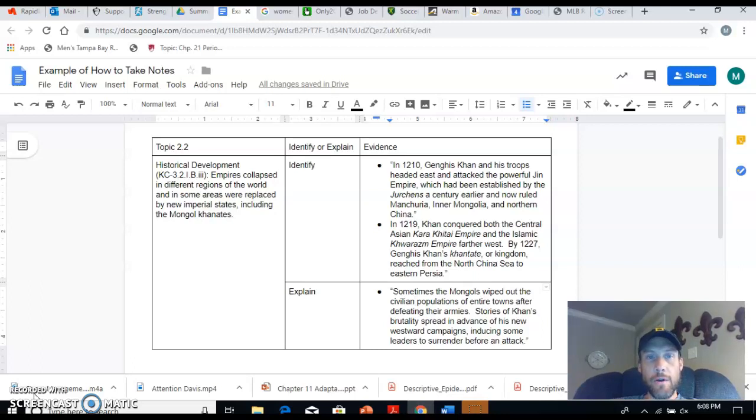And I know that some of you have been struggling with the first part and trying to figure out how do you go about taking some notes on that first part, linking it with the topic, specifically topic 2.2. How do you go about identifying and explaining, and how do you pick out evidence?